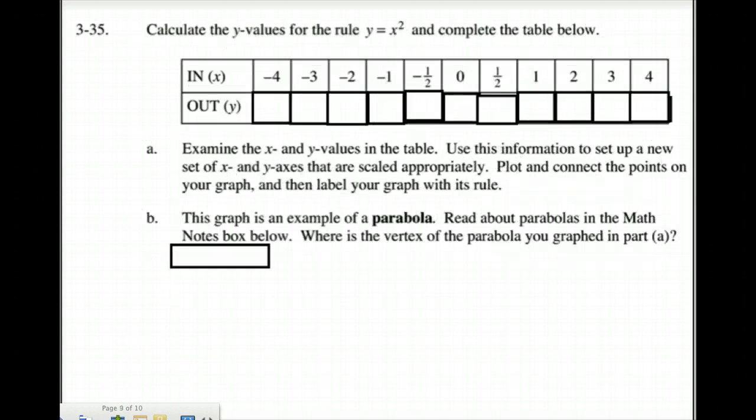Then you're going to go to 35, and they'll have a new type of graph. Calculate the y values for the rule y is equal to x squared, and complete the table below. Now remember, x squared means x times x. So if x is negative 4, it's negative 4 times negative 4. If it's negative a half, it's negative a half times negative a half. And what you have to remember with this is when you multiply a negative times a negative, like negative a half times negative a half, you're going to get a positive value.